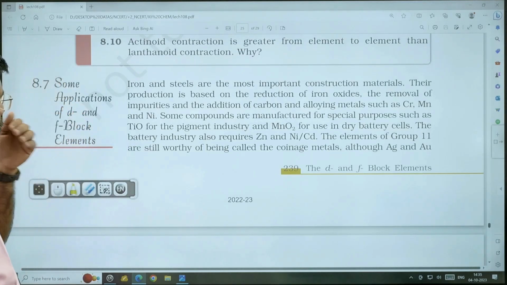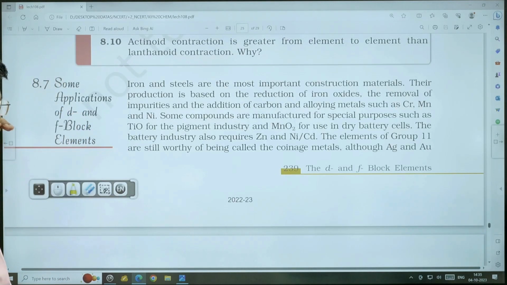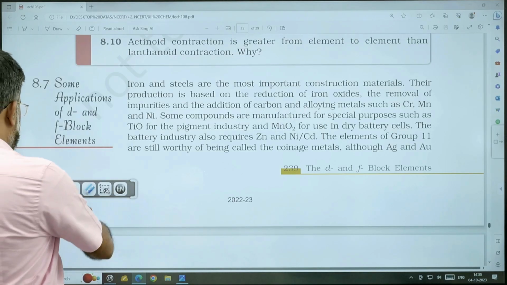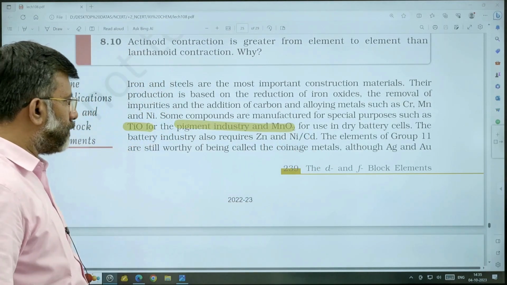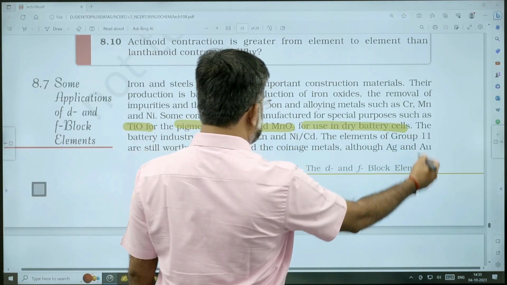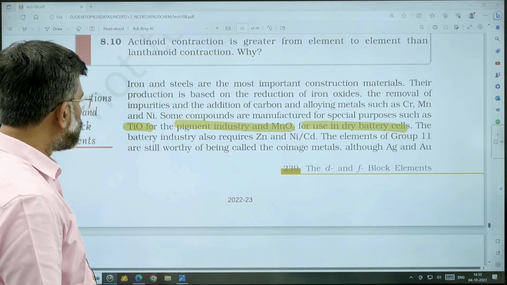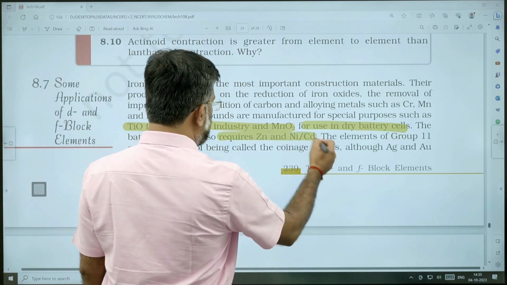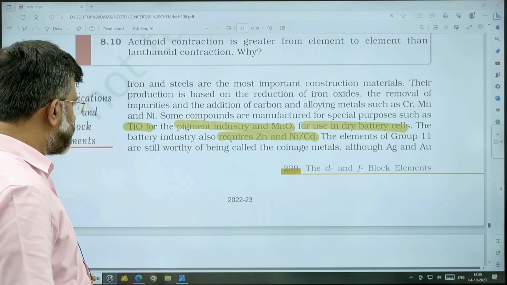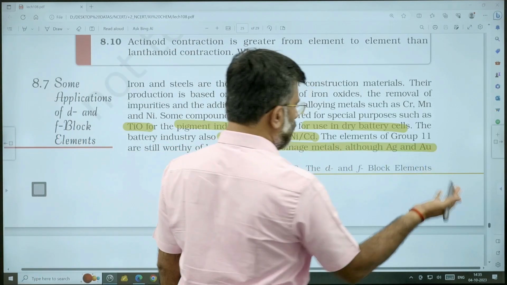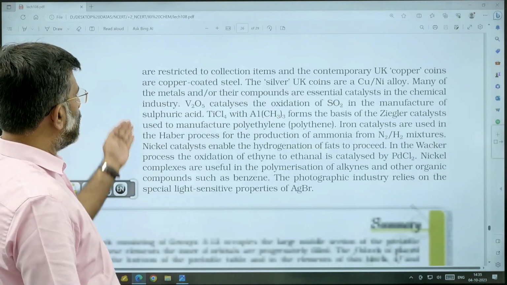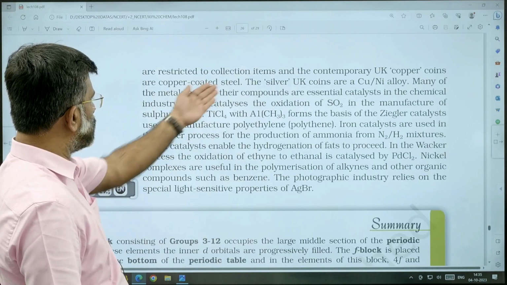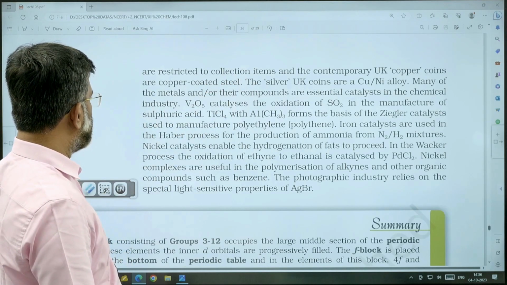And please verify some important applications in d and f block elements. Of course, there will be some reasonably good points like titanium oxide used in pigment industry as white pigment, MnO2 used in dry cells and batteries, zinc, nickel, cadmium in the battery industry, coinage metals, an old idea, gold, silver, etc. Terms like UK copper coins, silver UK coins, etc.